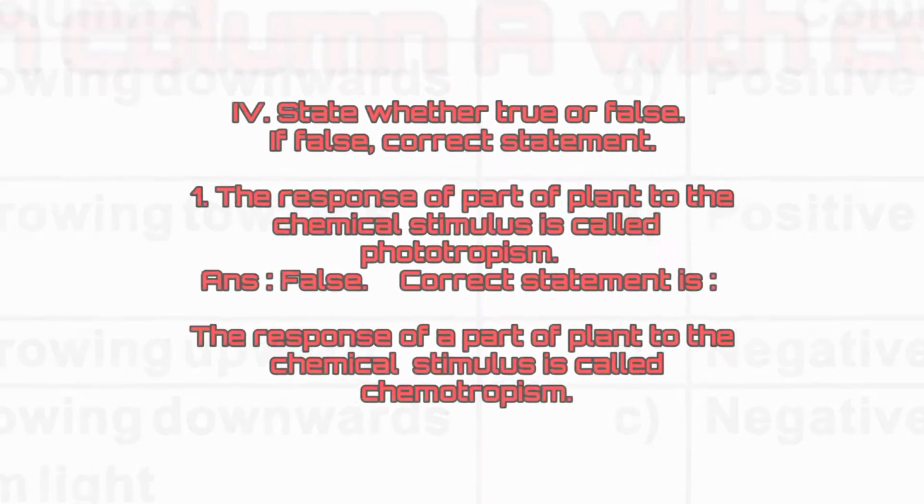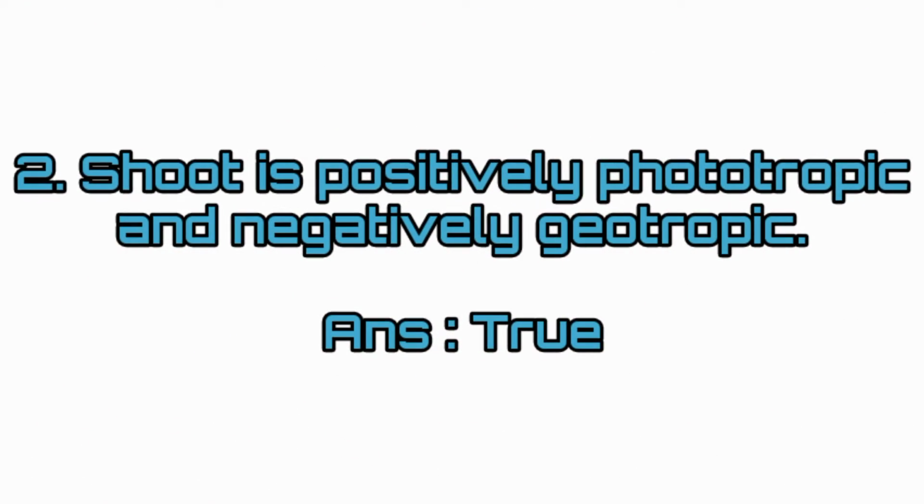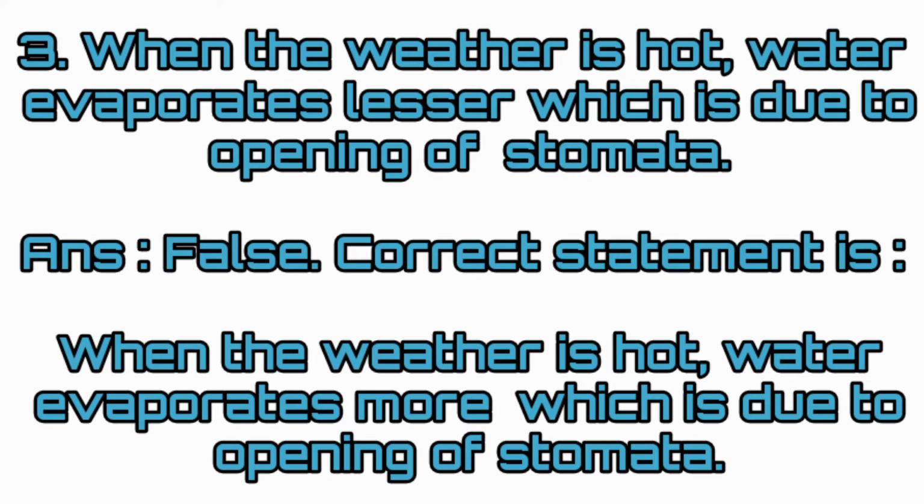State whether true or false. If false, correct the statement. First one, the response of a part of a plant to chemical stimulus is called phototropism. Answer: false. The correct statement is the response of a part of the plant to the chemical stimulus is called chemotropism. Shoot is positively phototropic and negatively geotropic. Answer: true.